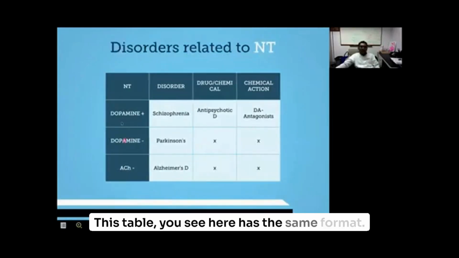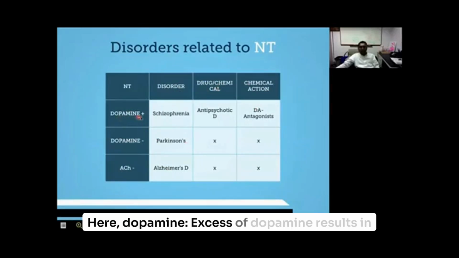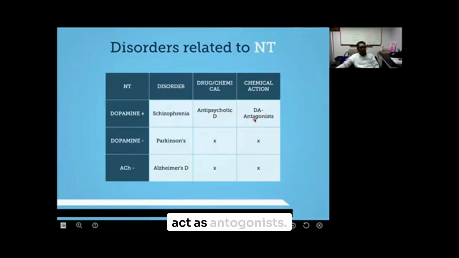In this table, you'll see the same format: neurotransmitters, the positive or negative sign, the disorder associated with it, the chemical often used in this condition, and the way it works. So here, dopamine: excess of dopamine results in schizophrenia, and antipsychotic drugs are used with these conditions. Antipsychotic drugs act as antagonists.